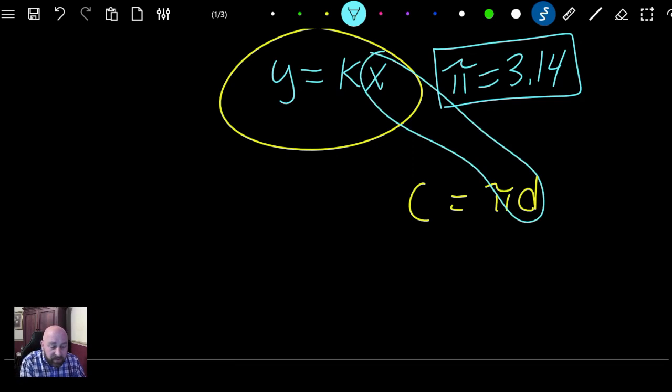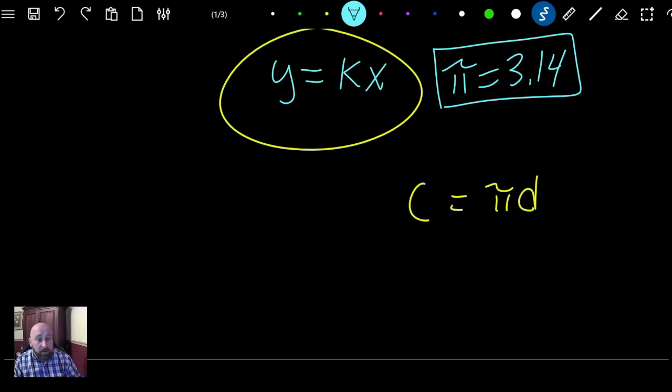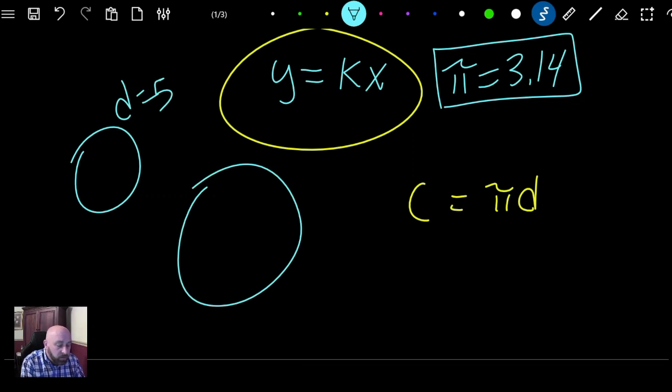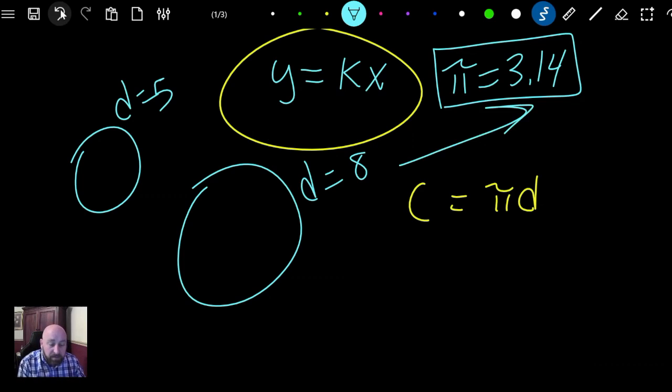And then this x would be our diameter. Why? Because the diameter of the circle changes. Okay, we have one circle with the diameter equals 5, and then one circle with the diameter equals 8, right? You can have different size circles. It can be bigger circle, smaller circle. So the diameter of the circle is always changing, but what never changes is pi, right? So we can multiply pi times the diameter, and that will give us the circumference. This is a direct variation problem.